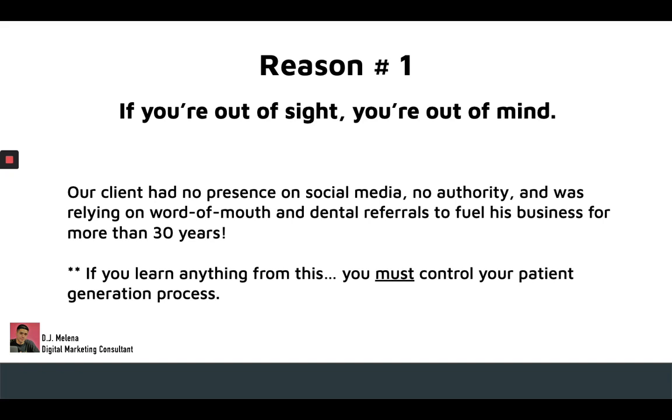So our client had no presence on social media, no authority, and was relying on word of mouth and referrals for the last 30 years. And as you can see, once referrals dry up, once word of mouth dies out, you're in a kind of fight or flight position where you're like, okay, well, what do I do now? For the last 30 years, I haven't had to do anything. And now when things start to get stressful, you're kind of in a make or break position.